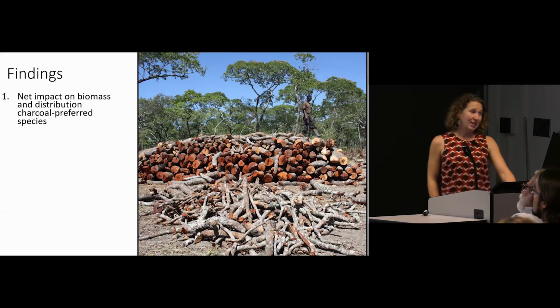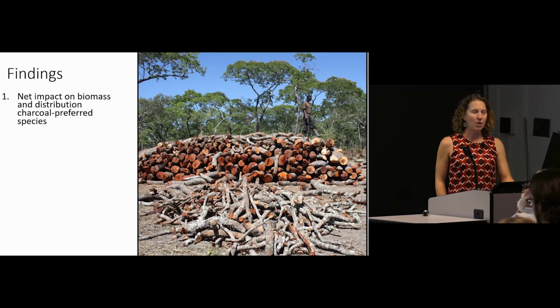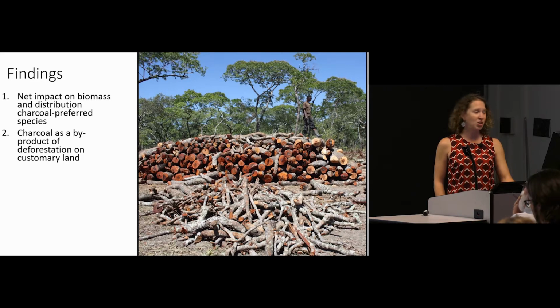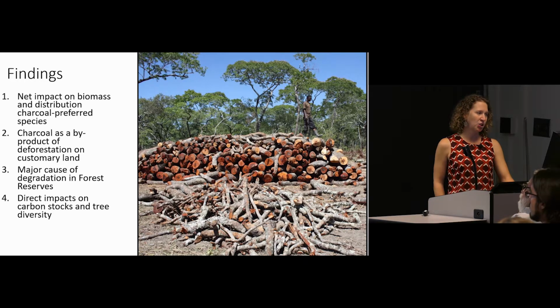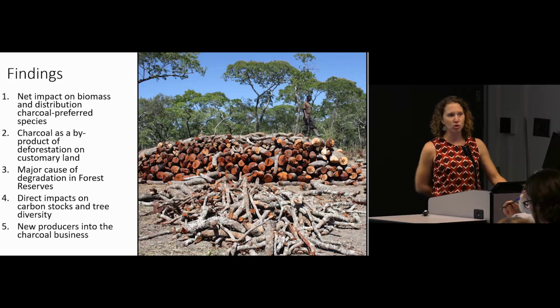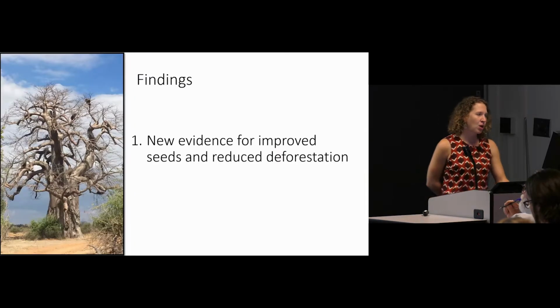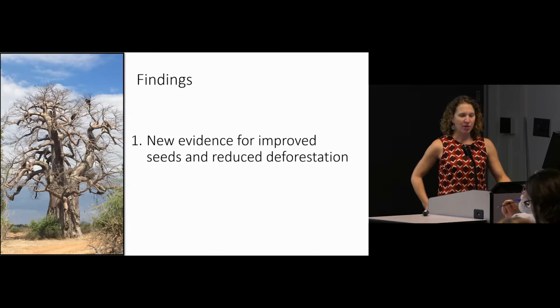One of the findings is definitely that there's a net decline in biomass for charcoal preferred species over the country. Charcoal is mostly a byproduct of deforestation for agriculture on customary land. It's a major cause of degradation in forest reserves that are not very well enforced in terms of environmental protection. There's also a direct impact on carbon stock and tree diversity. And definitely we see more producers getting into the business.